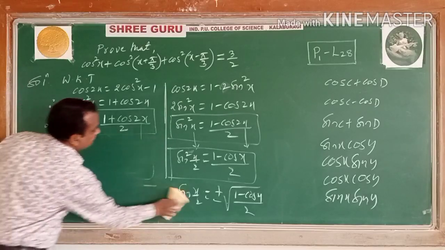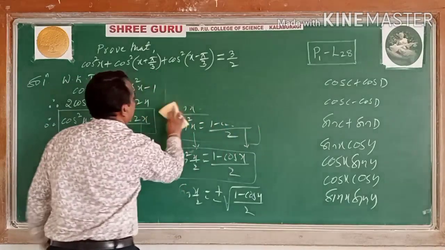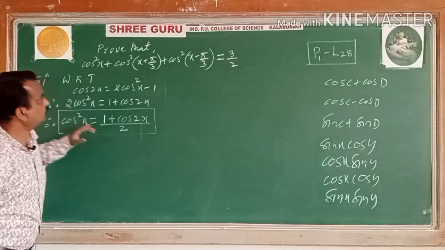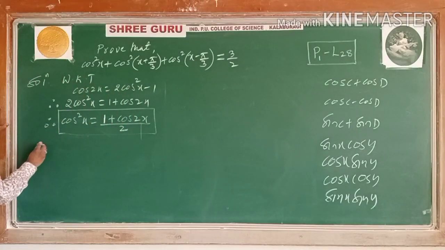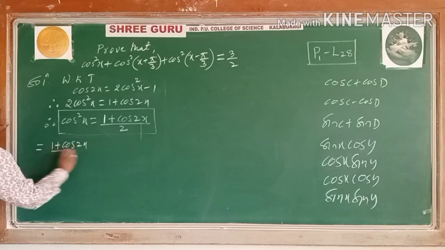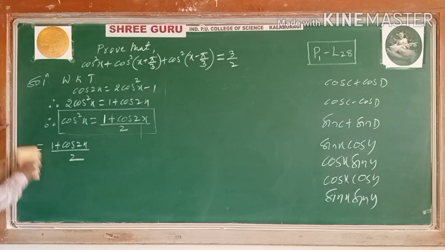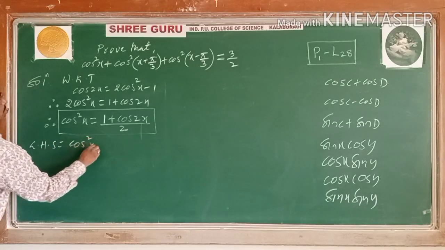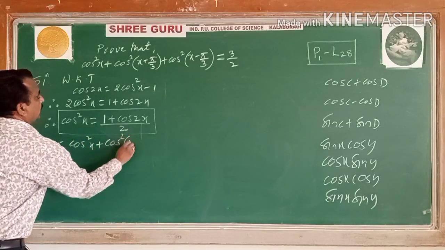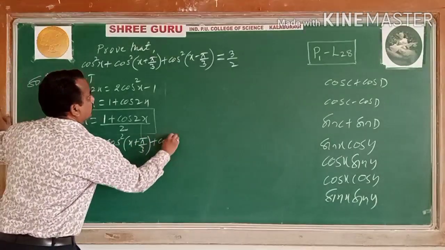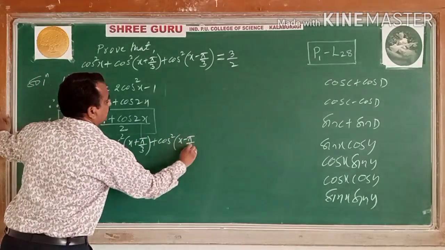Then I will go for the proof of this example. You need only cos square x. Substitute here, 1 plus cos 2x by 2. I will write down the LHS, so don't confuse. LHS is equal to cos square x plus cos square of x plus pi by 3 plus cos square of x minus pi by 3.